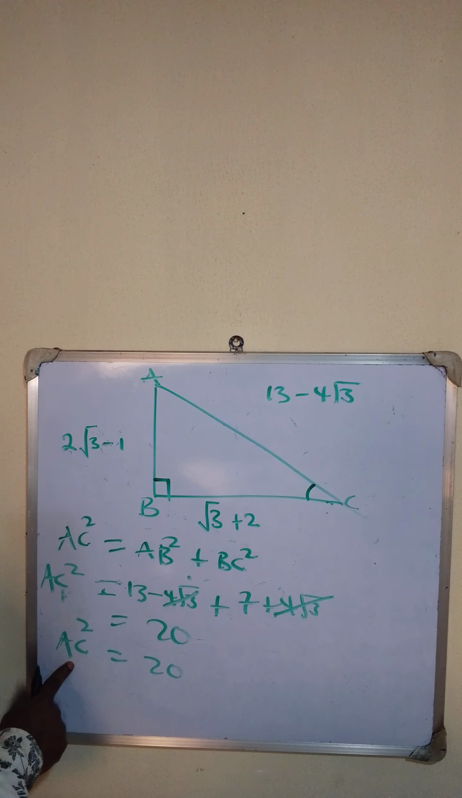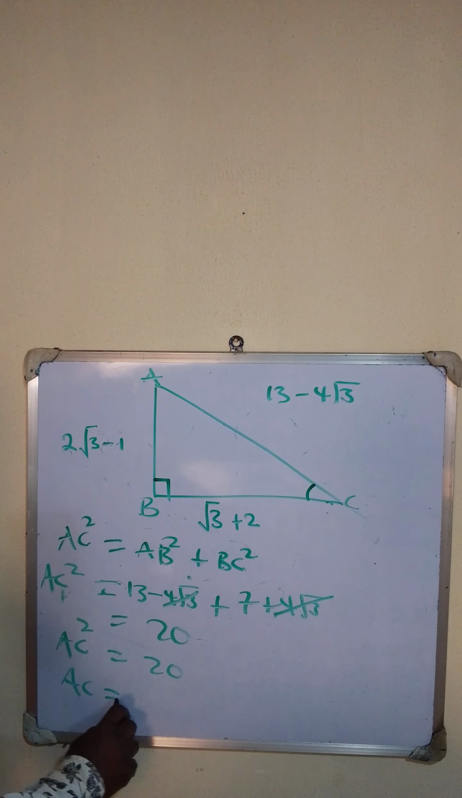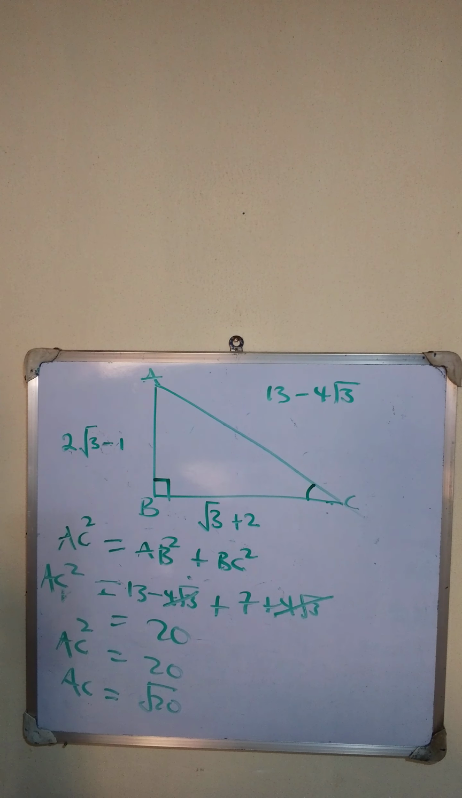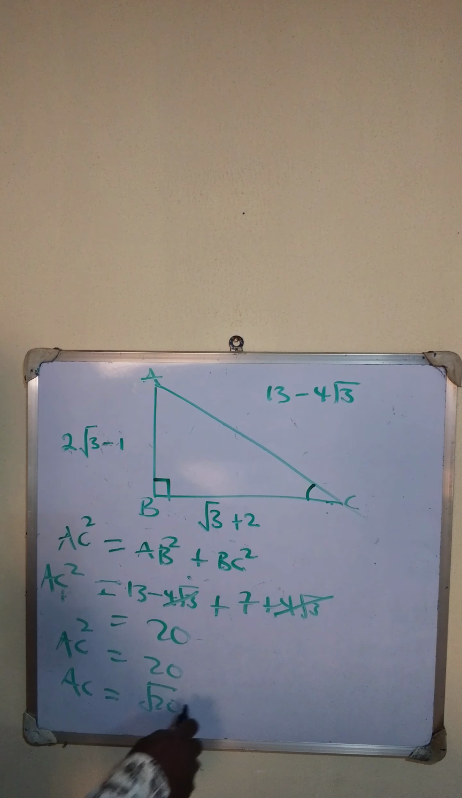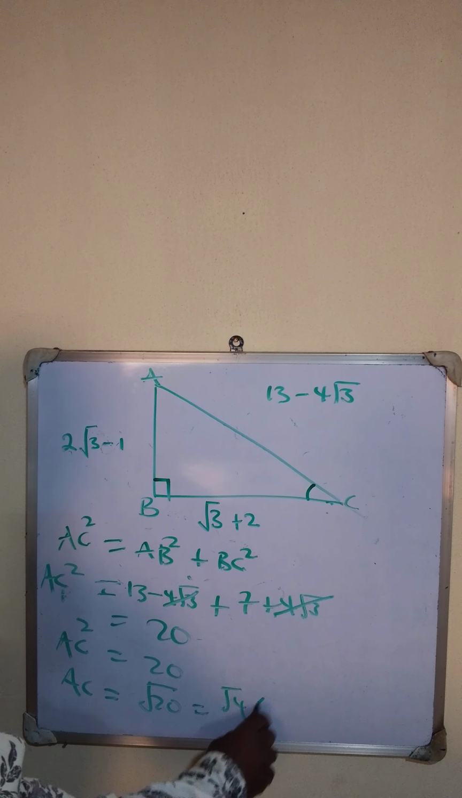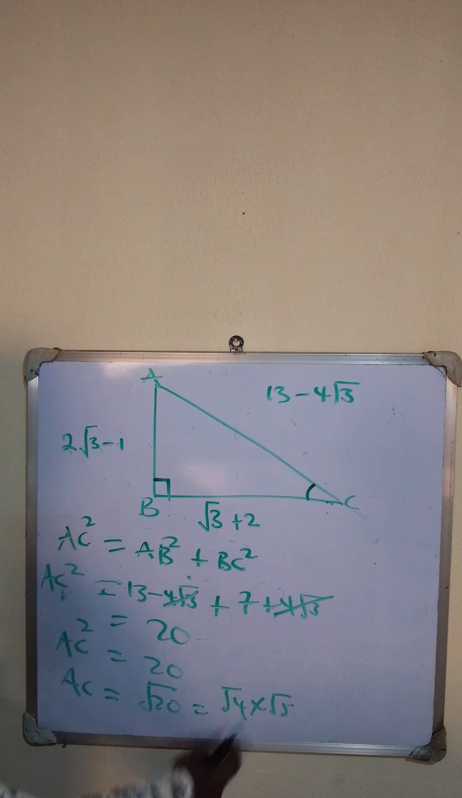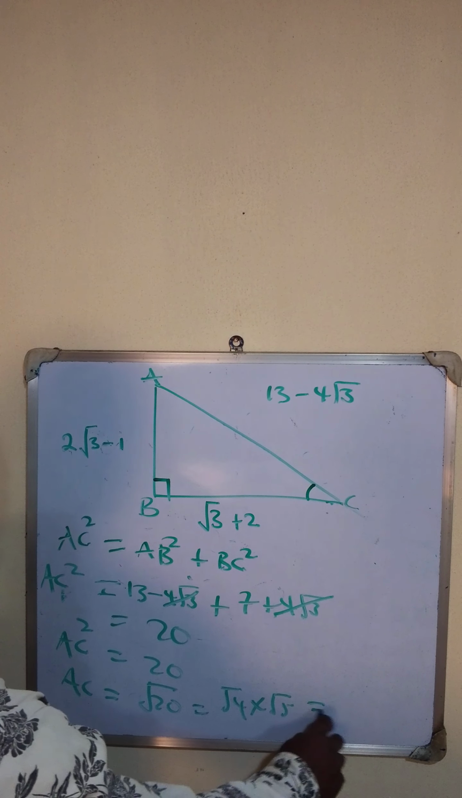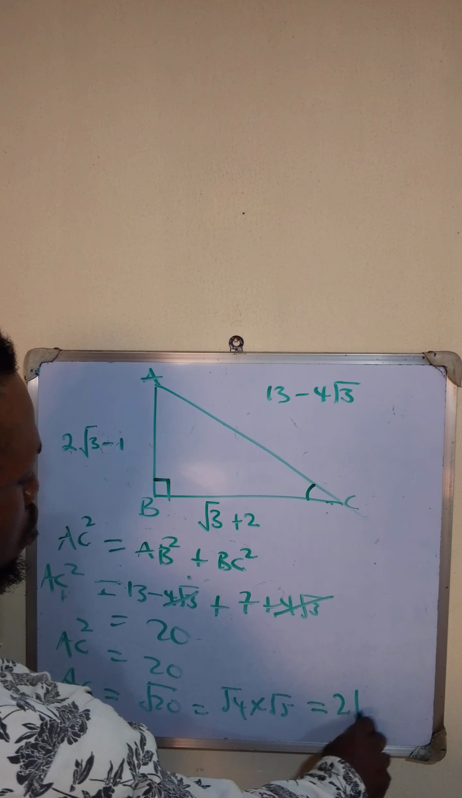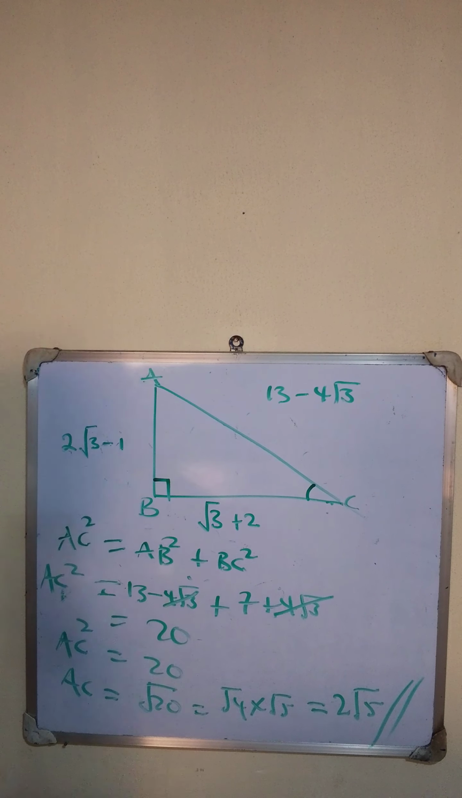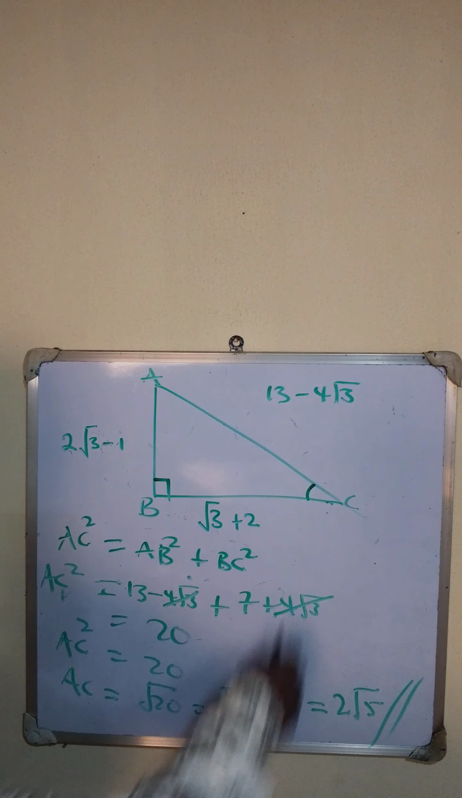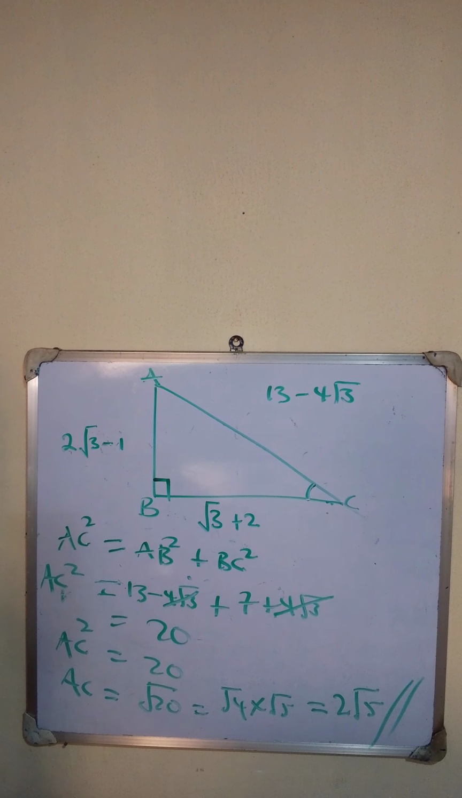Then take the square root. So AC will now be the square root of 20. Then you can break it down into 2. It's going to give us root 4 times root 5. So 4 is a perfect square. The final answer will now give us 2 root 5 as required. So the AC is 2 root 5 as required. That is the proof. Then the last one now is for us to find the angle C.